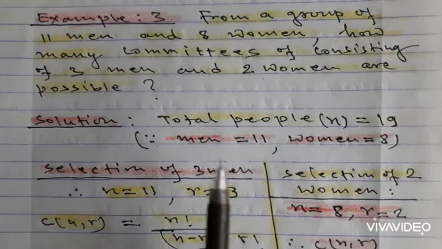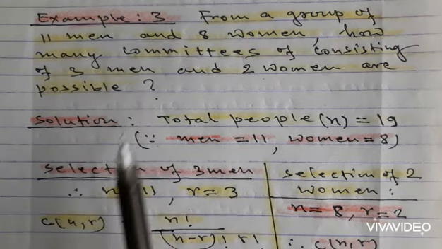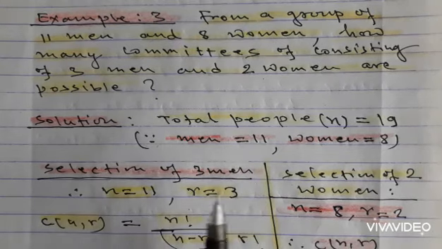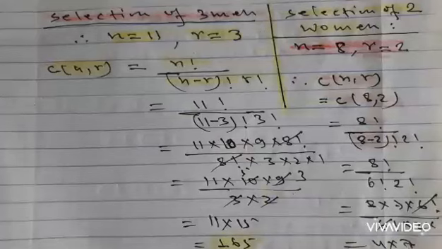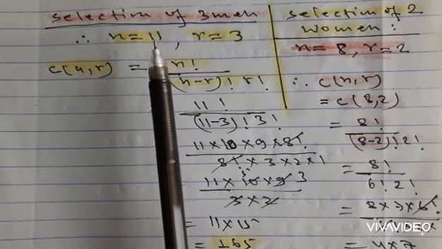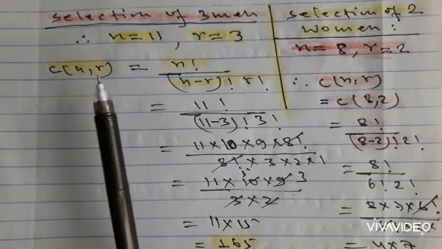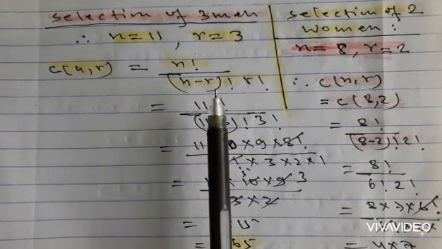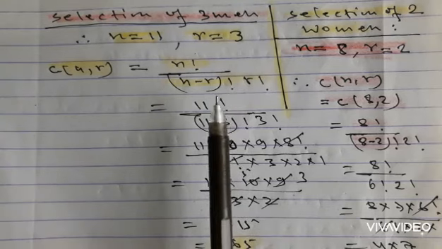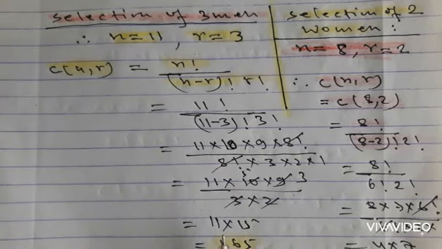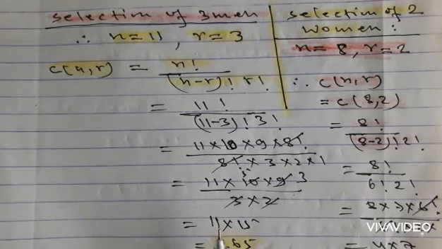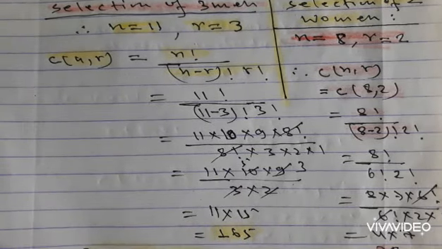So in this question, in a committee there should be 3 men. So first we'll do the selection of 3 men. Total men is given 11 and we have to select 3 men. Selection of 3 men from 11 men. According to the formula, nCr is equal to n factorial by (n minus r) factorial into r factorial. So after substituting the value of n, 11, and r value 3, and by calculation, we get the total ways of selection of 3 men from 11 men is equal to 165 ways.